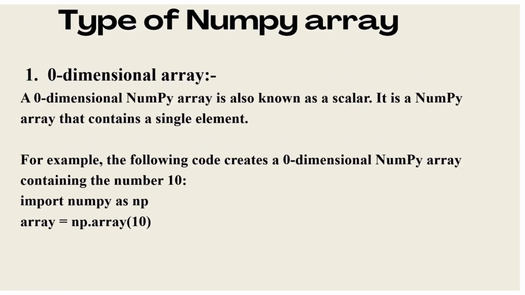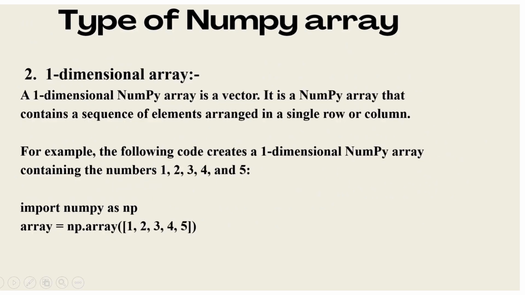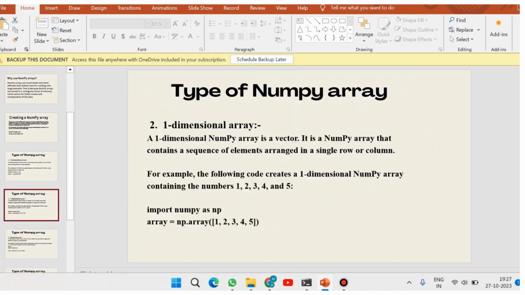Types of NumPy array. First is a zero-dimensional array. A zero-dimensional NumPy array is also known as a scalar. It is a NumPy array that contains a single element. The following code creates a zero-dimensional NumPy array containing the number 10. Let's create the NumPy array.